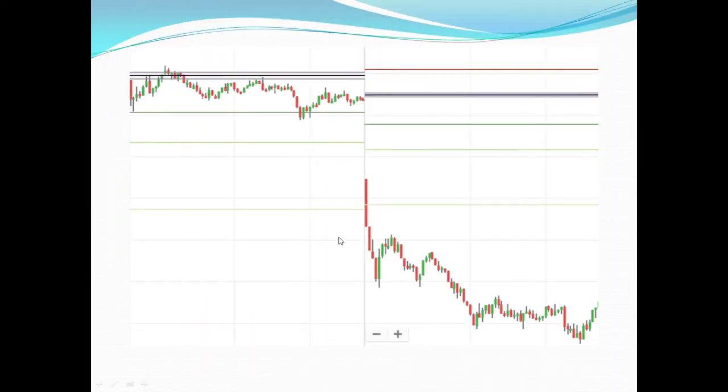So here is an example. This is the previous day CPR and this is the current day CPR. It is lower than the previous day CPR, so we assume the current day CPR is lower compared to the previous day CPR, so it should open in the red. Here it happened, it opened in the red and it ended with more red.